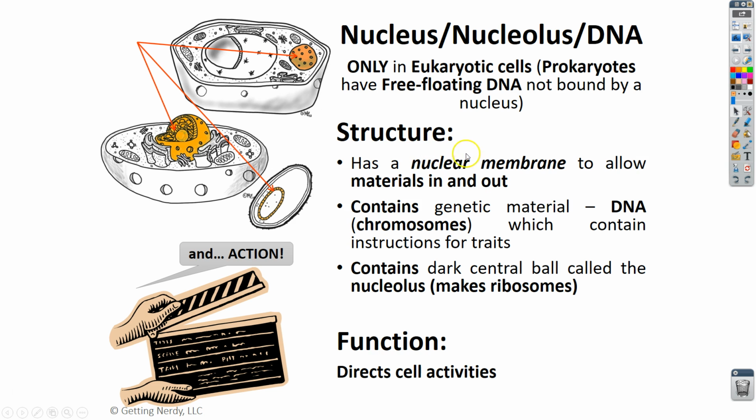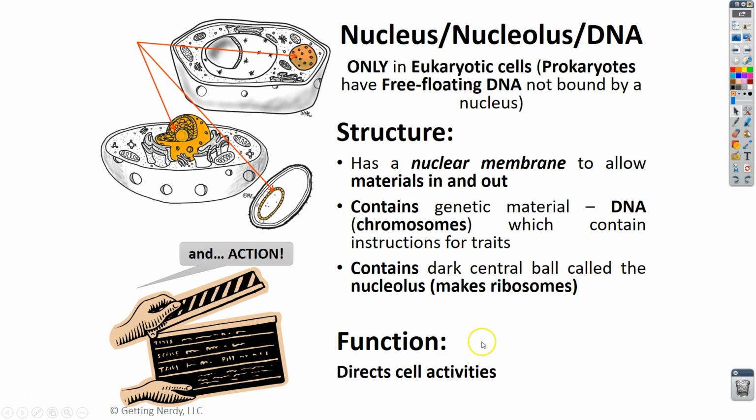The structure does have a nuclear membrane that allows materials in and out, and it contains genetic material that we call DNA in the form of chromosomes, which contain instructions for different traits. It also contains a dark central ball that we call the nucleolus, right here in the middle. That nucleolus will make ribosomes. The genetic material is the coiled up material on the outside here that you see. And the thing with holes in it is the nuclear membrane.